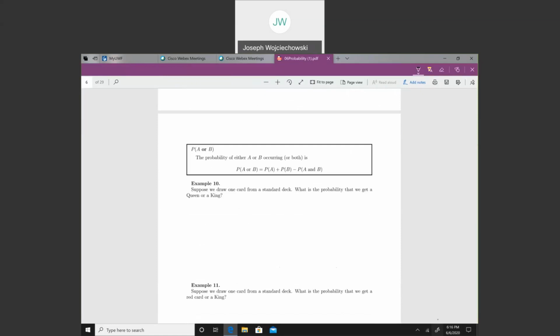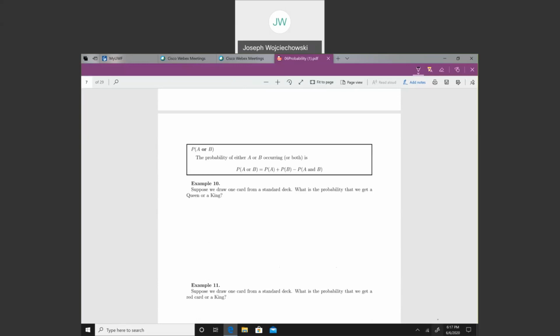Okay, probability of A or B. The probability of either A or B occurring or both is equal to the probability of A plus the probability of B minus the probability of A and B. So suppose we draw one card from a standard deck. What is the probability that we will get a queen or a king?